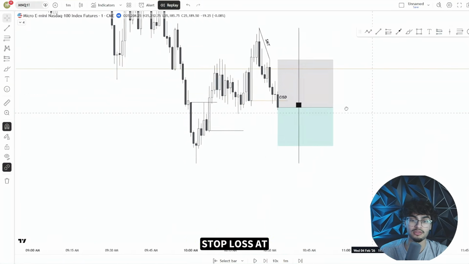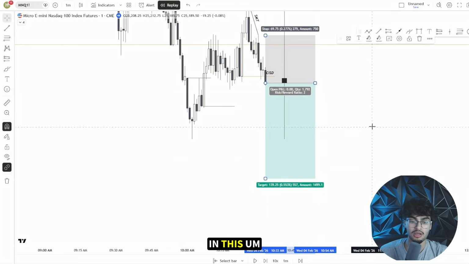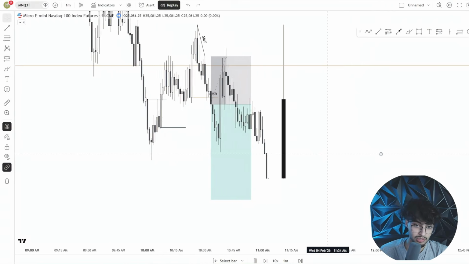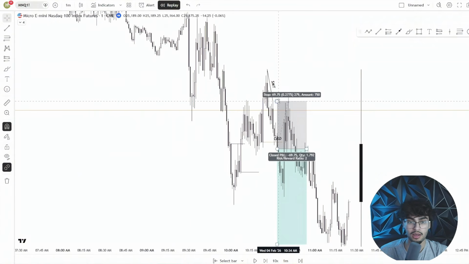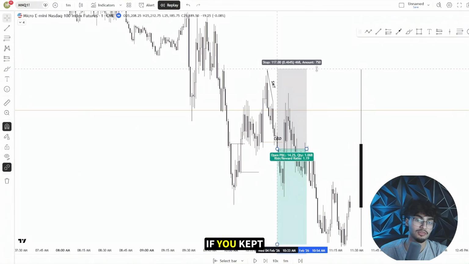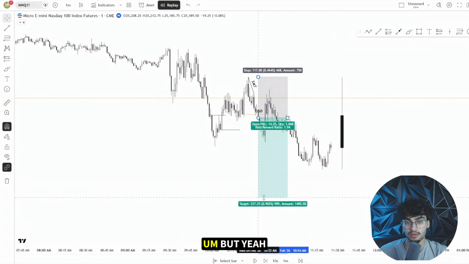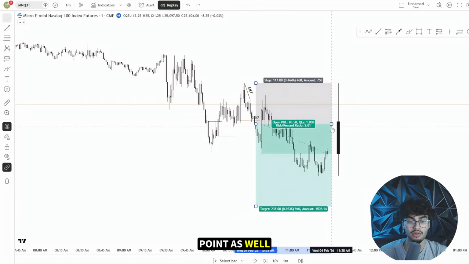We'd keep our stop loss at that SMT protected high, and we target 2R in this AMD model. So we can see how this plays out. We actually get stopped here if you kept it at the SMT protected low. We have a wick here, but if you kept it at this high, the trade would still probably play out. So make sure your stop losses are absolutely on point as well.